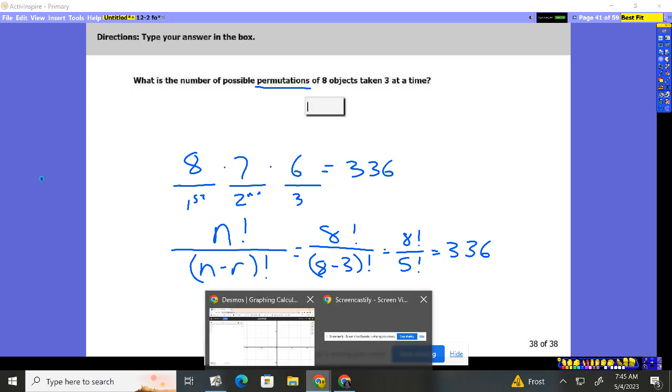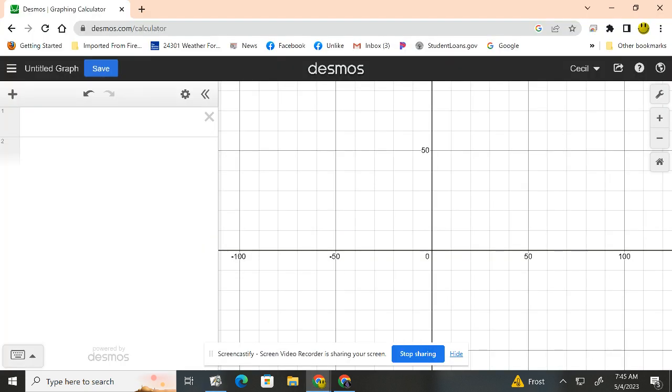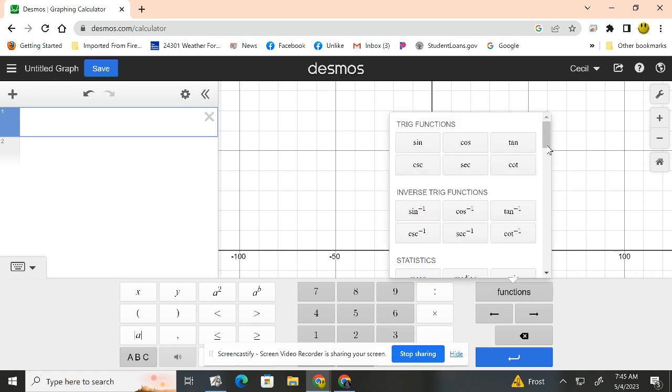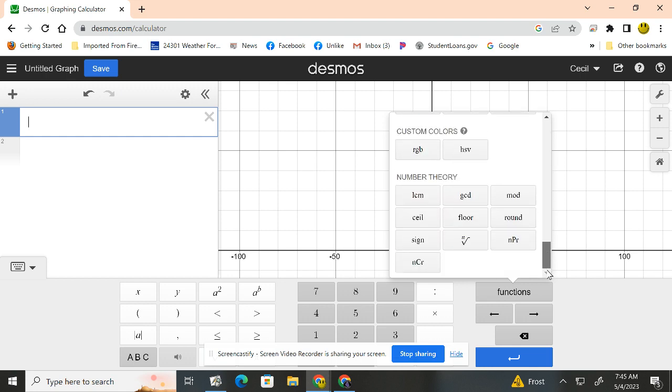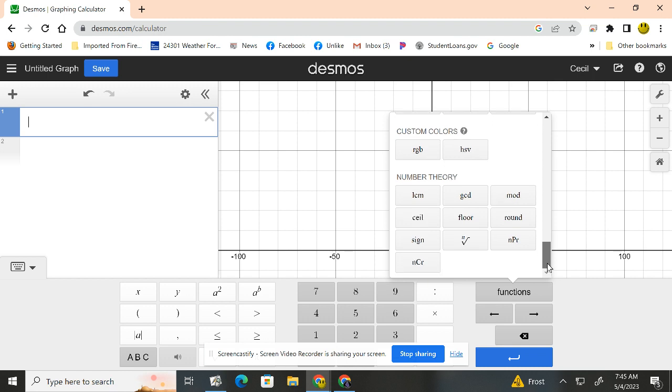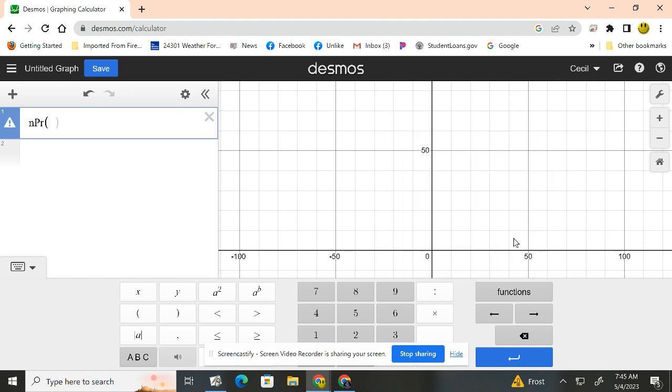Now let's look at Desmos. We could come to Desmos, open it up. There's a permutation button on here. Open this up. I go to my functions. I scroll down in functions. And where is it? It's somewhere in here. I know it's in here. There it is right there. nPr. I come over to nPr.